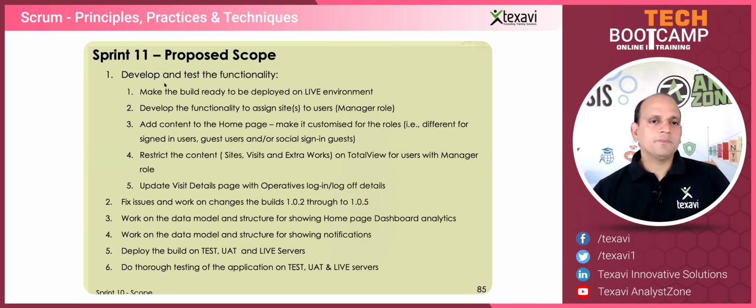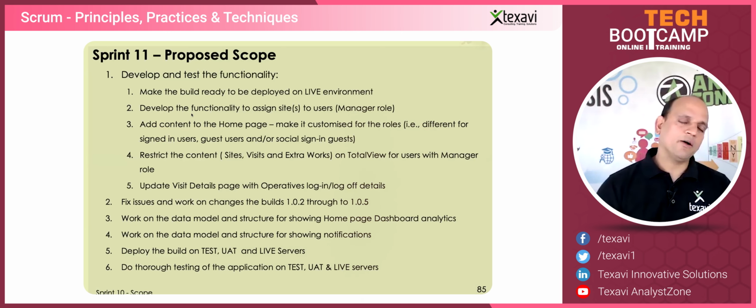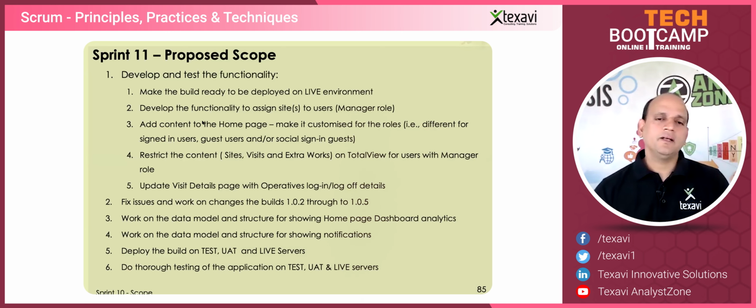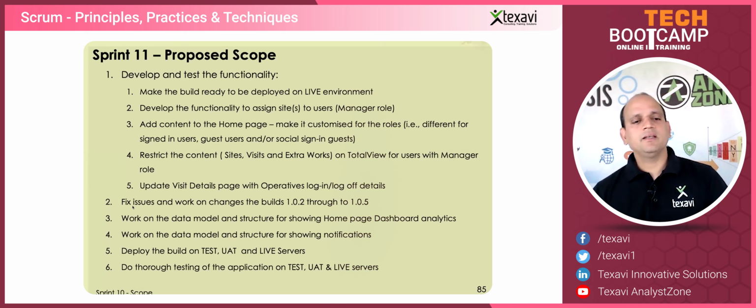And proposed scope is basically what is the new sprint that we're going to deliver, right? So that is the sprint planning that we're doing now. So in the sprint review, we looked back on sprint 10, what has been done, and then we're looking at sprint 11. So what kind of features are we doing afresh, what defects are we fixing, fix issues and work on changes, the builds 1.0 through 1.0.5.